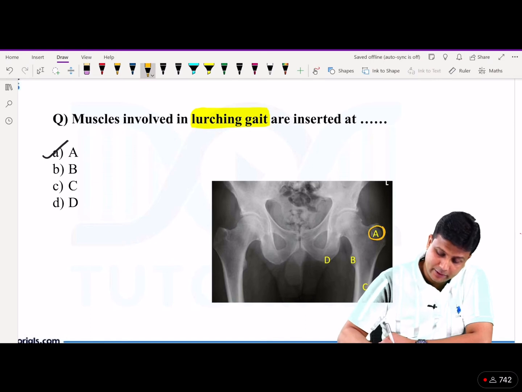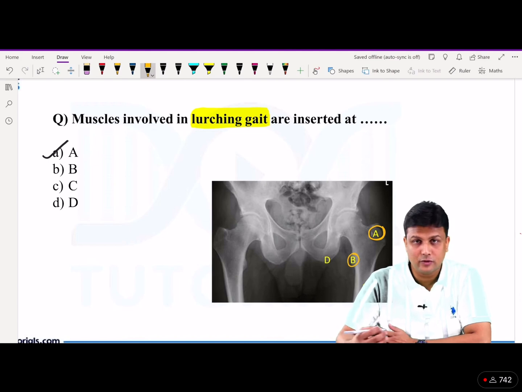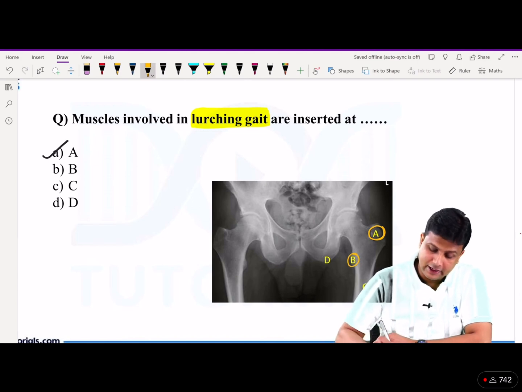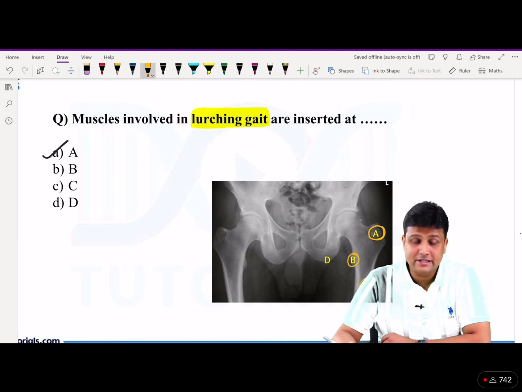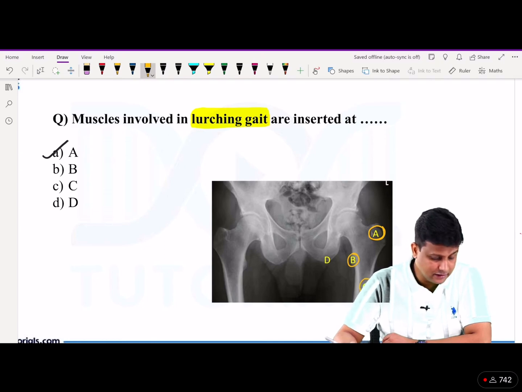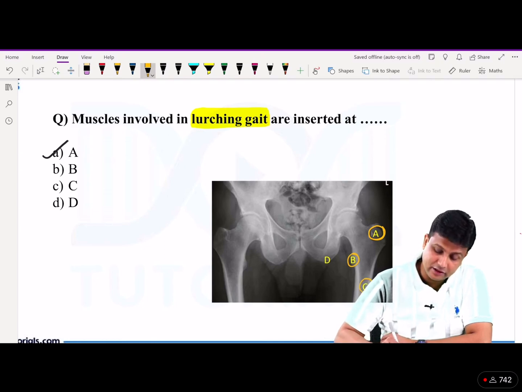So at A, medius and minimus. The lesser trochanter is B here, iliacus and psoas major, which was given last year. Then C here is the gluteal tuberosity, and the muscle attached will be the gluteus maximus muscle. And D here is the ischial tuberosity.